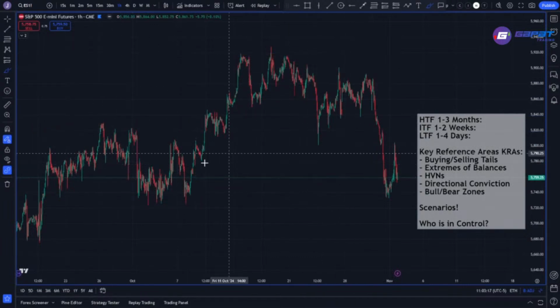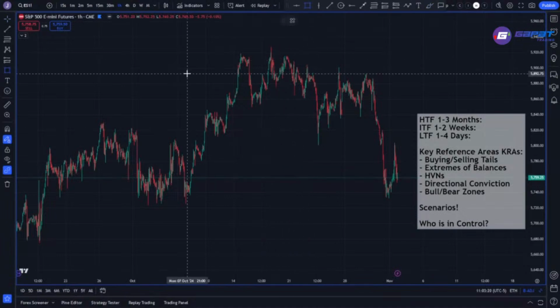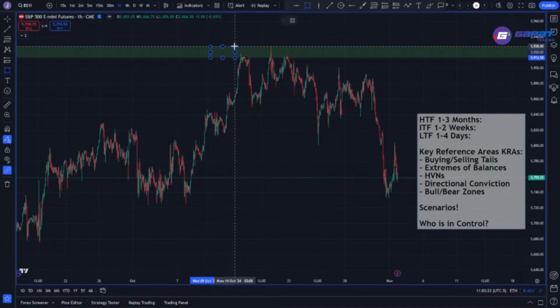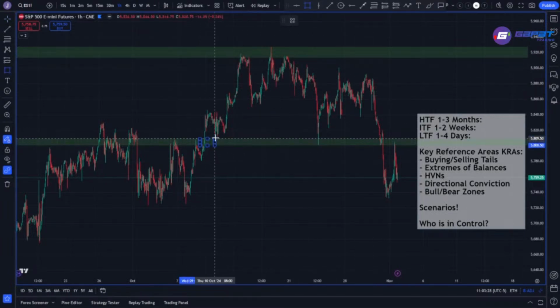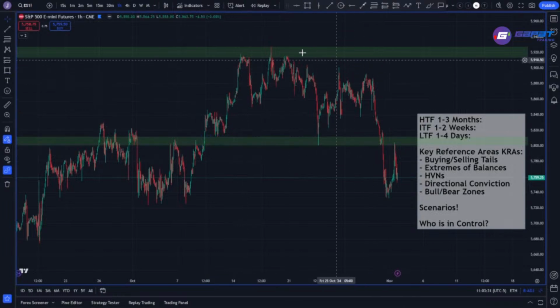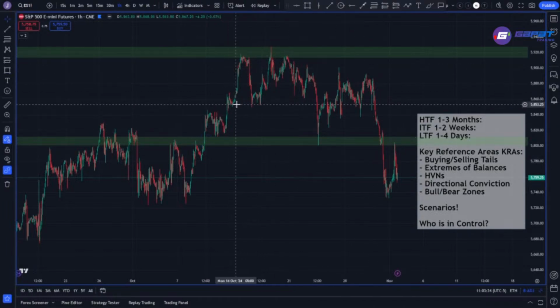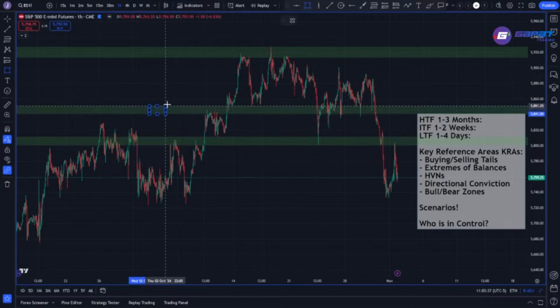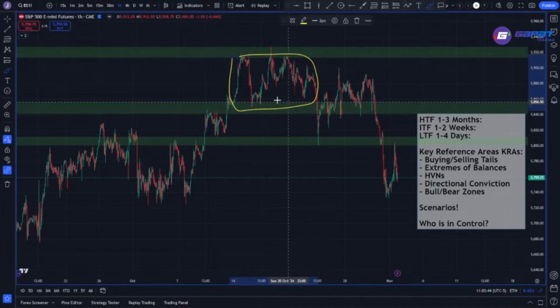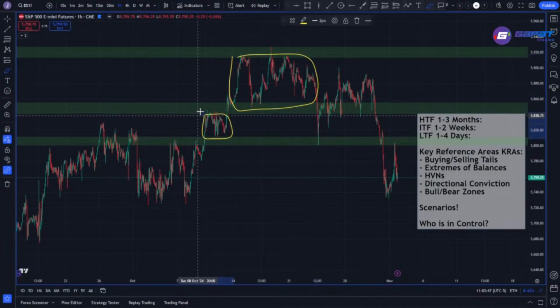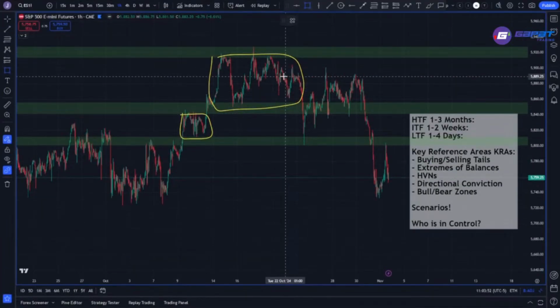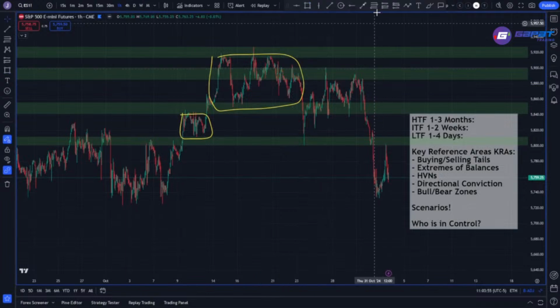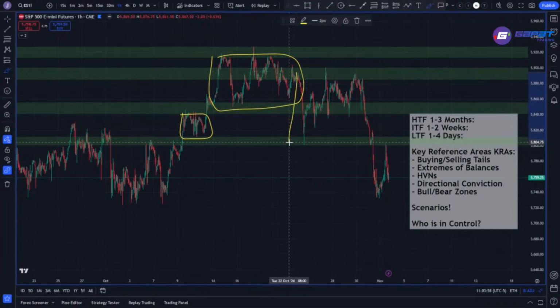I drew out all of the balance areas, but let me draw out the zones. This would be the top extreme of the major balance area, and this would be the bottom of this larger balance area. And then you could have one here in the middle. This would be the low of this balance area, and it's also the high of this smaller balance area together. And then you could have another extreme right here, because this is the top extreme of this balance area.